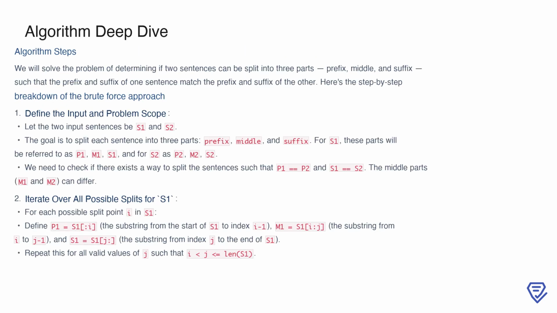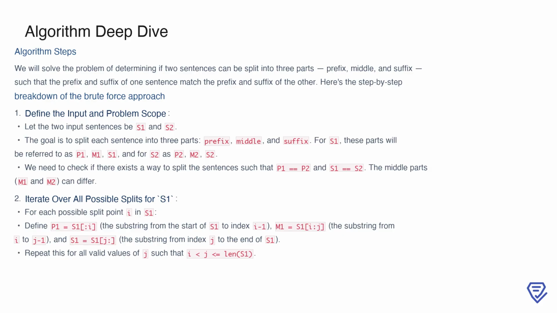To solve the problem of determining if two sentences can be split into three parts, prefix, middle, and suffix, we start by defining the input and the scope of the problem. Let's call the two input sentences S1 and S2. The objective is to divide each sentence into three sections, the prefix, middle, and suffix. For S1, we'll label these as P1, M1, and S1 respectively, and for S2, as P2, M2, and S2. The key requirement is that the prefixes, P1 and P2, should match exactly, and the suffixes, S1 and S2, should also match. The middle sections, M1 and M2, can differ.